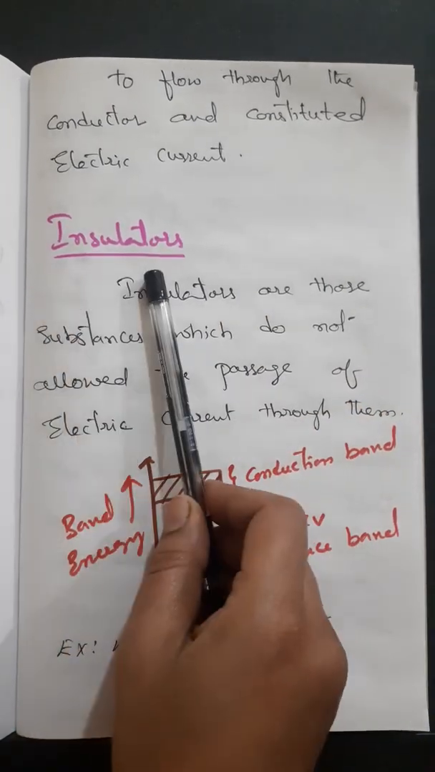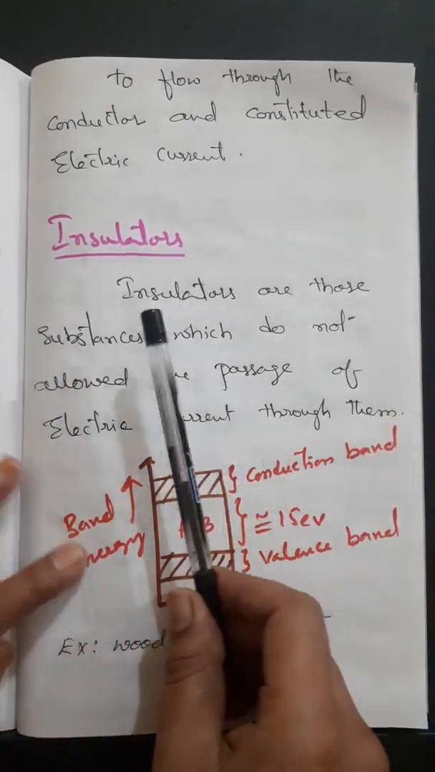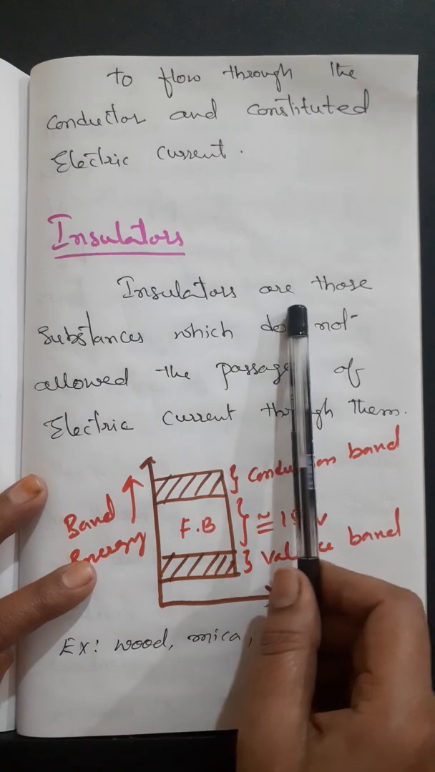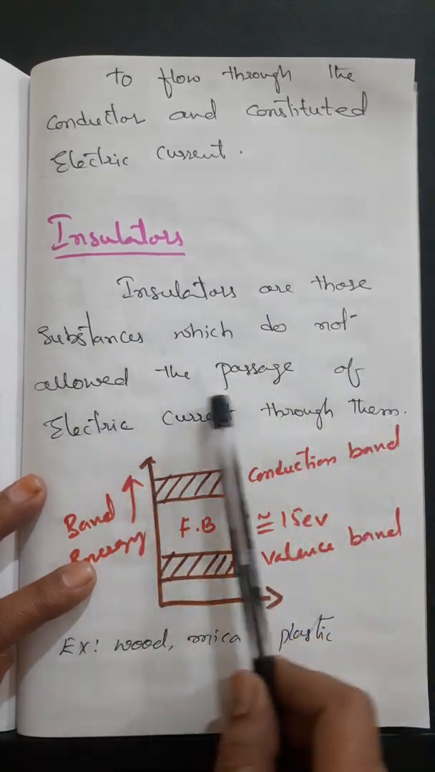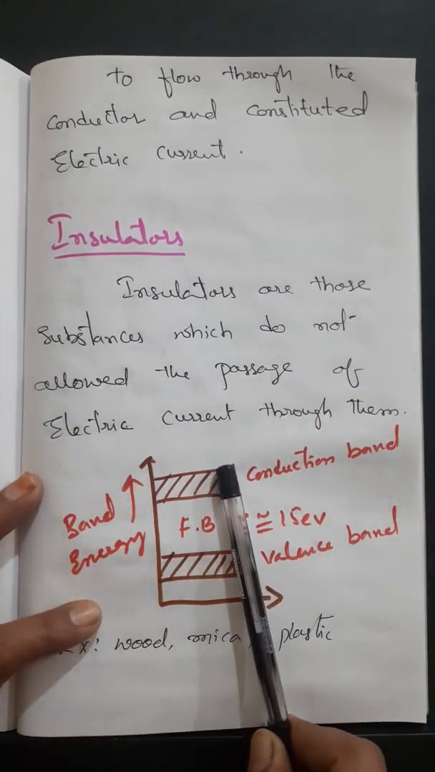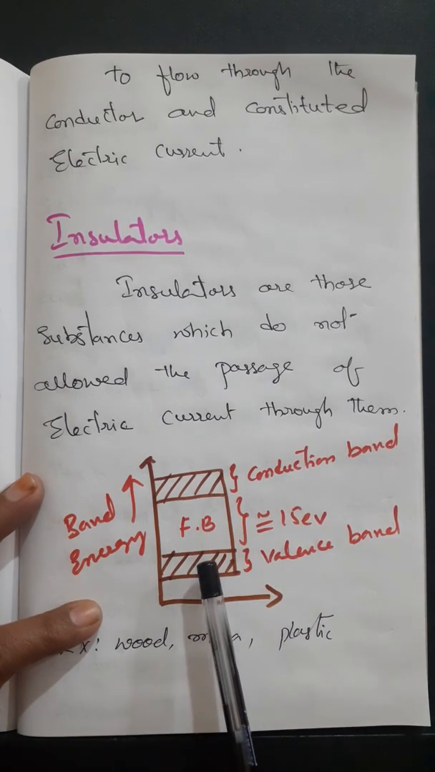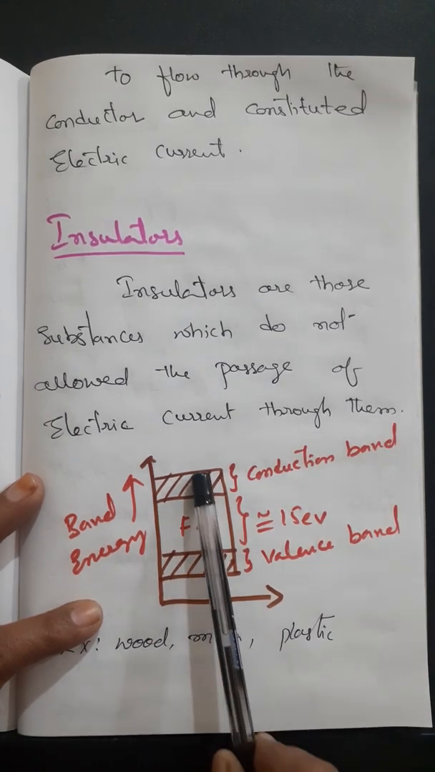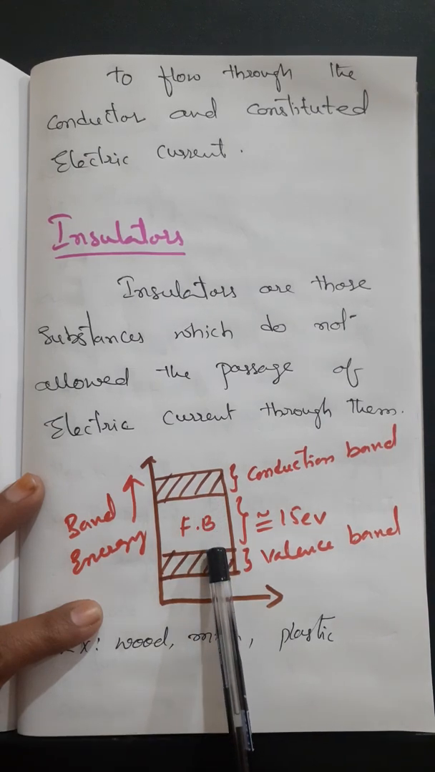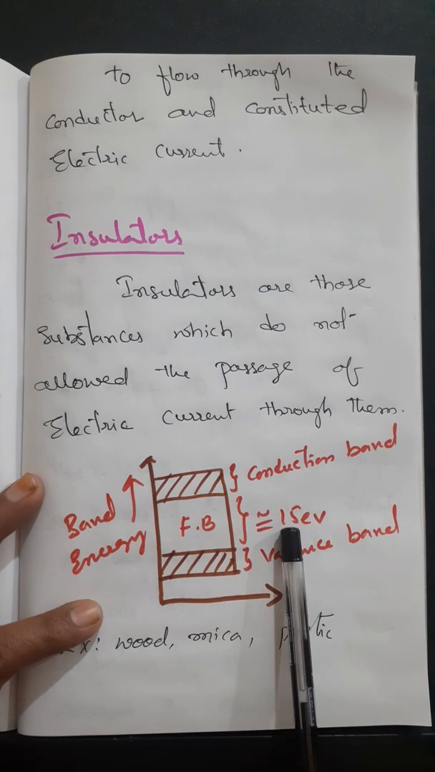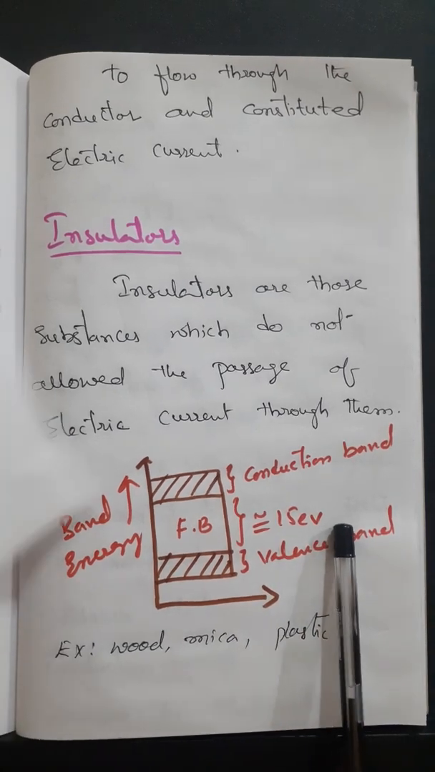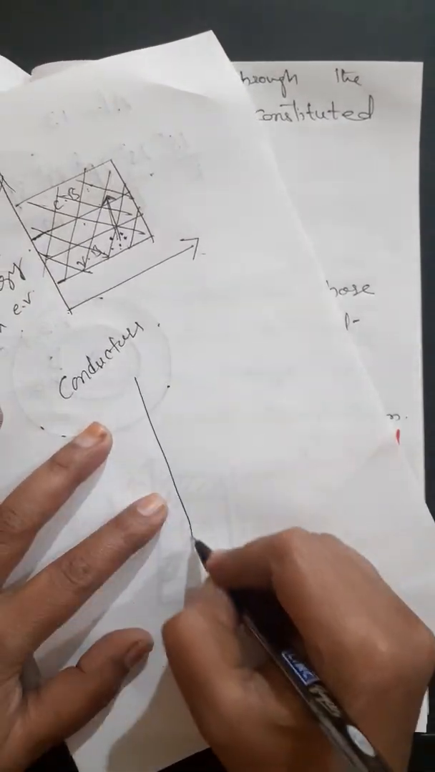So what about insulators? Insulators are those substances which do not allow the passage of electric current. What's the reason? Because in case of insulators, the valence band and conduction band have a very large gap. The forbidden gap is very large, approximately 15 electron volts. Okay, so I will draw this diagram for the insulators.